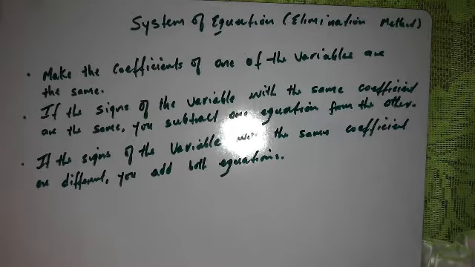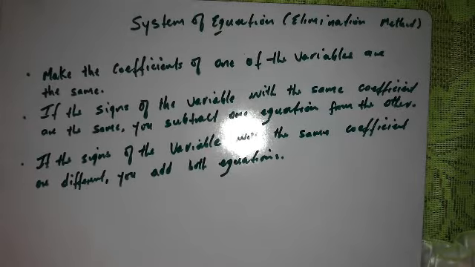This video is about solving systems of linear equations using the elimination method. When using the elimination method, make sure the coefficients of one of the variables are the same. For example, if you're talking about x and y and you want to eliminate x, the coefficient of x in both equations must be the same.